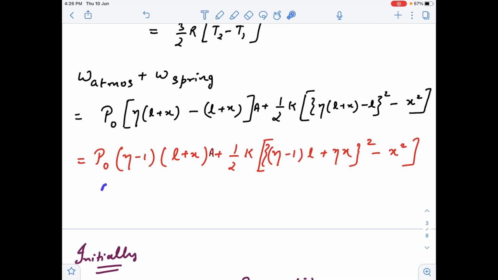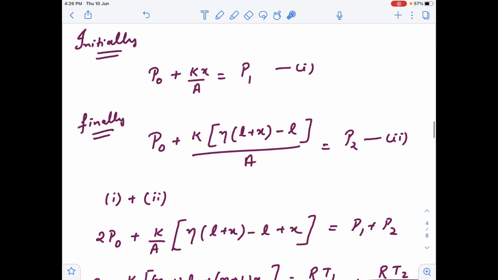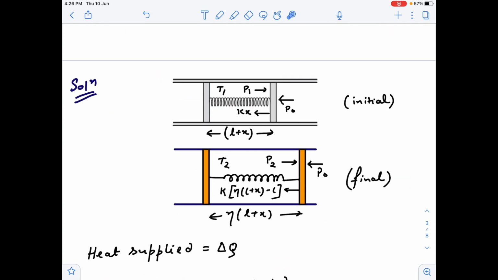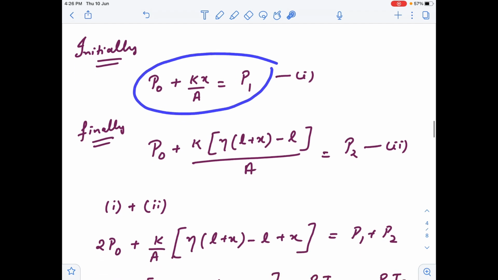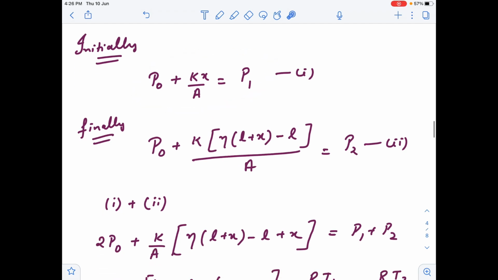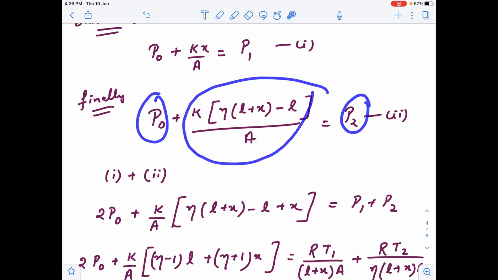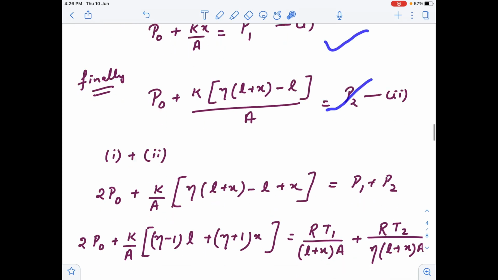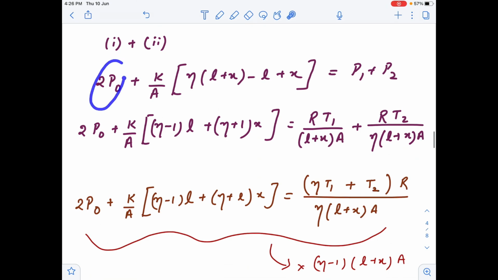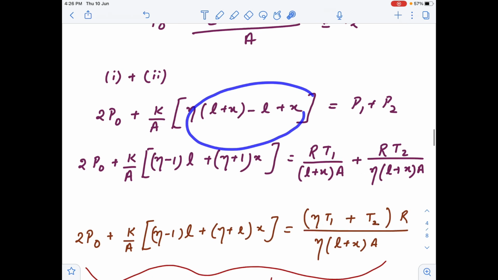Now just rearranging the first term of this equation. Initially the force due to P0 and the force due to the spring is balanced by the internal pressure P1, right? So we got this equation, and similarly in the final situation the atmospheric pressure and the spring force are balanced by the internal pressure P2. Now we just add these two equations. Adding them we get P0 plus Ka times, just in the bracket, it should be like this.